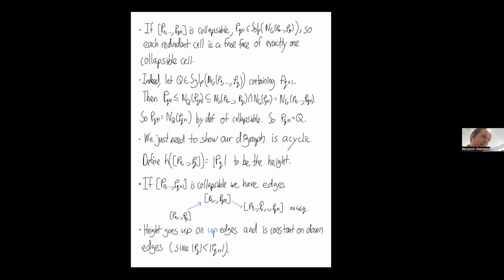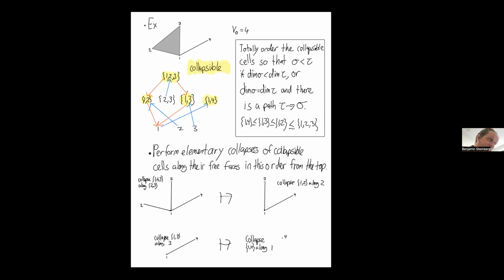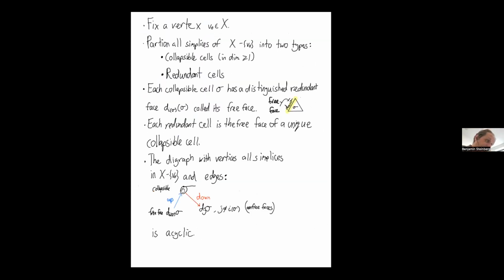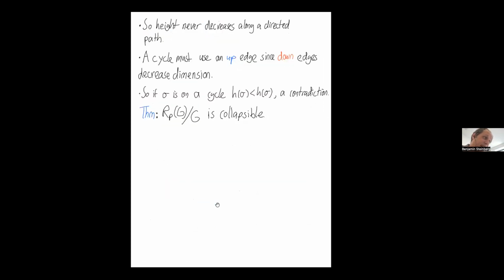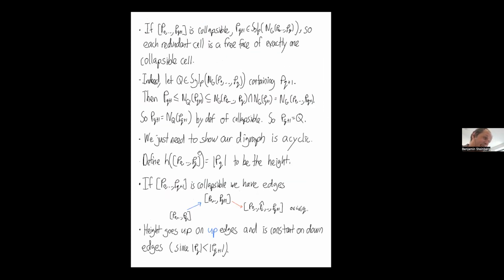So the only thing that's left is to check that this digraph is acyclic. So what is our digraph again? The digraph is, for each collapsible cell, you have an up edge from the free face and a down edge to every non-free face. And I need that graph to be acyclic. And what we're going to do is define the height. And this idea of height also appears in Bux's paper, and it also appears in Simon's proof.